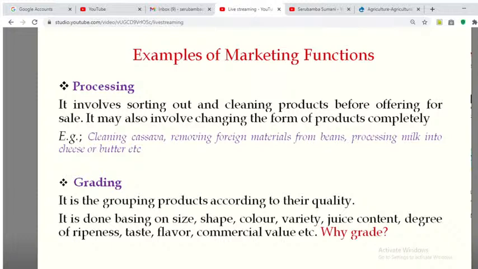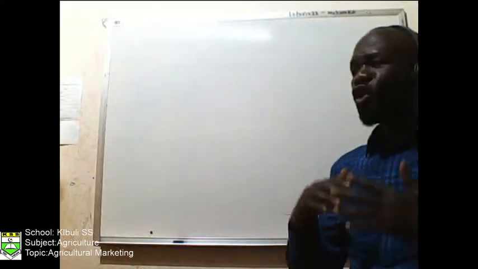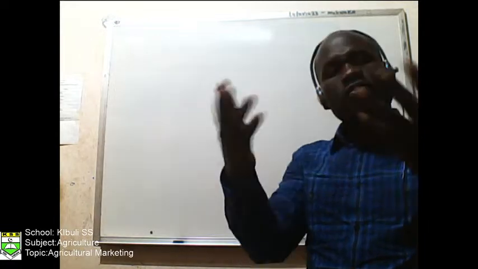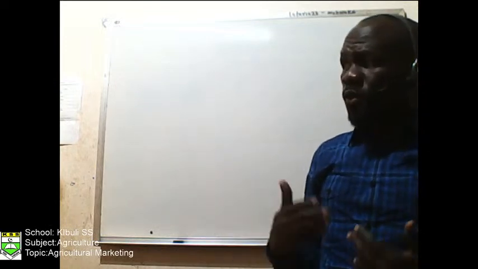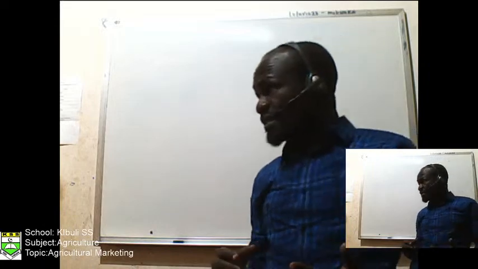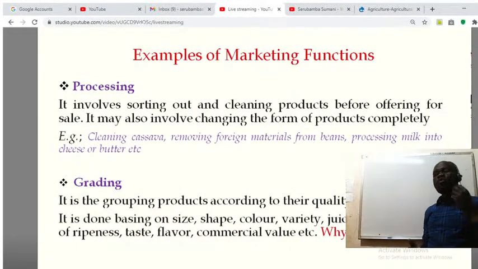Take another example. You have harvested cassava from your garden. You are not going to take that cassava with all the soil and offer it to someone to buy. Someone will not buy yours. Like I always tell you, we're in a competitive world, and many people are producing these same products, so you need to have ways of having an edge over your competitors. So, like you have harvested cassava, we can process that cassava by removing the soil which is on it, so that by the time it reaches the final buyer, he's comfortable with the product that you are presenting to him.